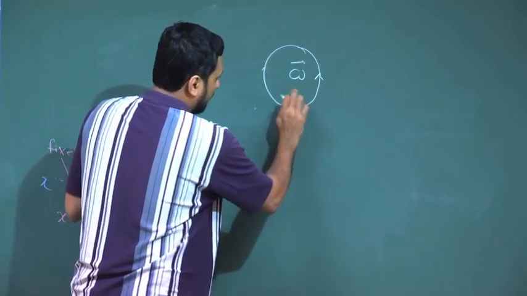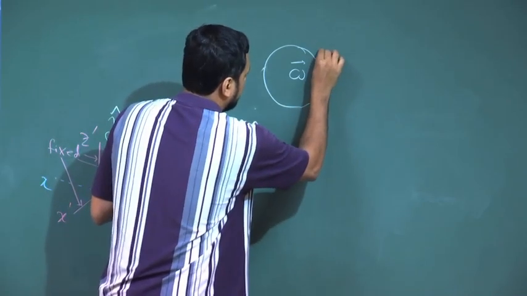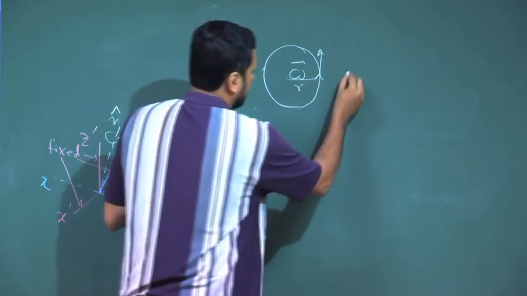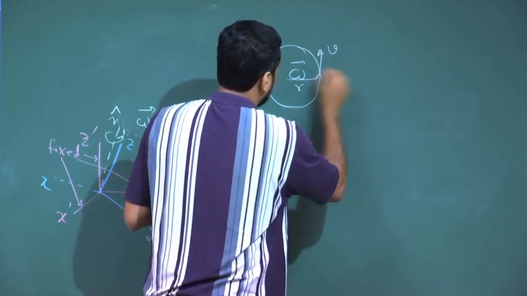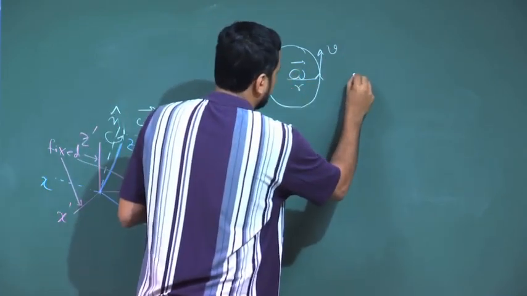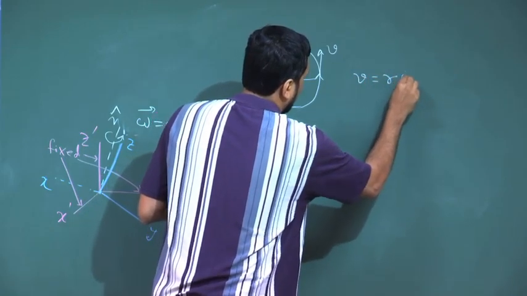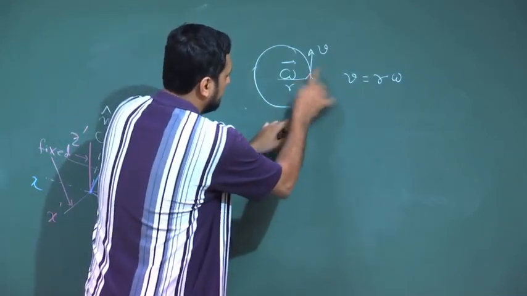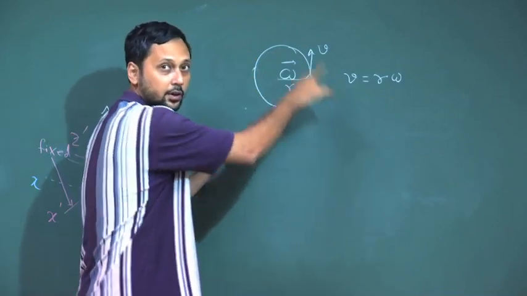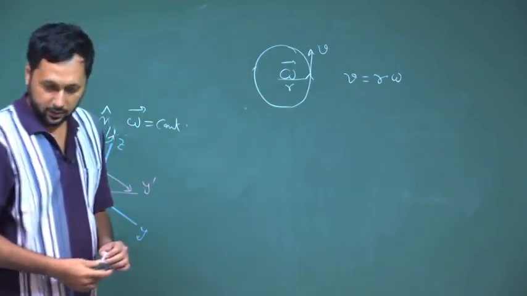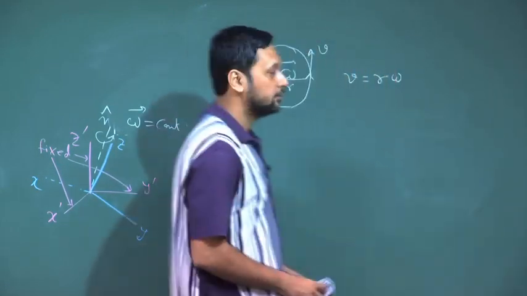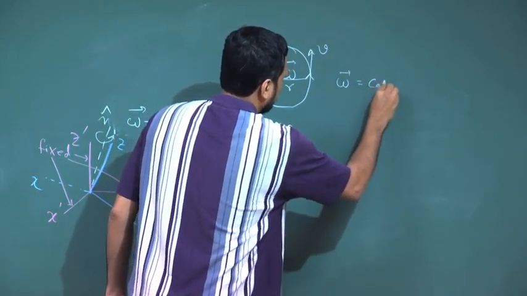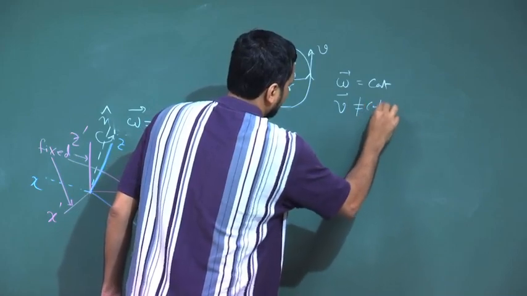Now, if omega is constant in this case, think of it, the corresponding linear velocity, if the radius vector is r, then they are related. The speed v and this omega are related by v equal to r omega. Okay, fine. But the direction of v is changing continuously on this circular loop, right? So although the magnitude of velocity remains fixed, the direction is constantly changing. So we can say even for omega equal to constant, v is not a constant, right?